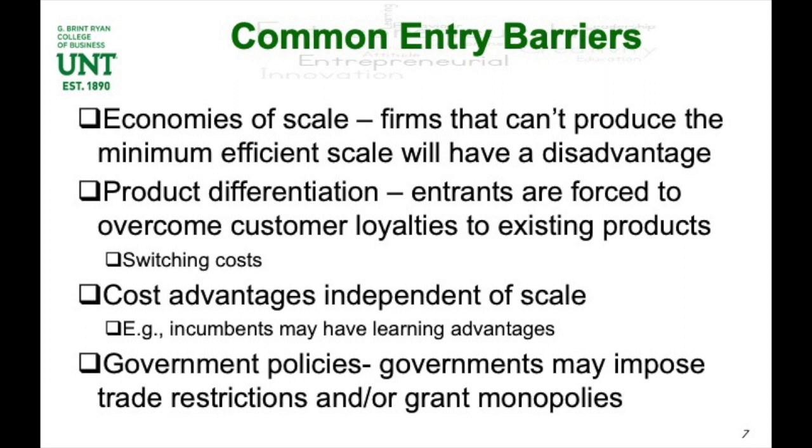Cost advantages independent of scale just refers to anything else that doesn't fit in one of the categories. So usually it's intangible things such as some type of a knowledge advantage they might have. So McDonald's, for example, has a certain way of salting the fries. It's more efficient, right? And the secret is it's a triple arch.